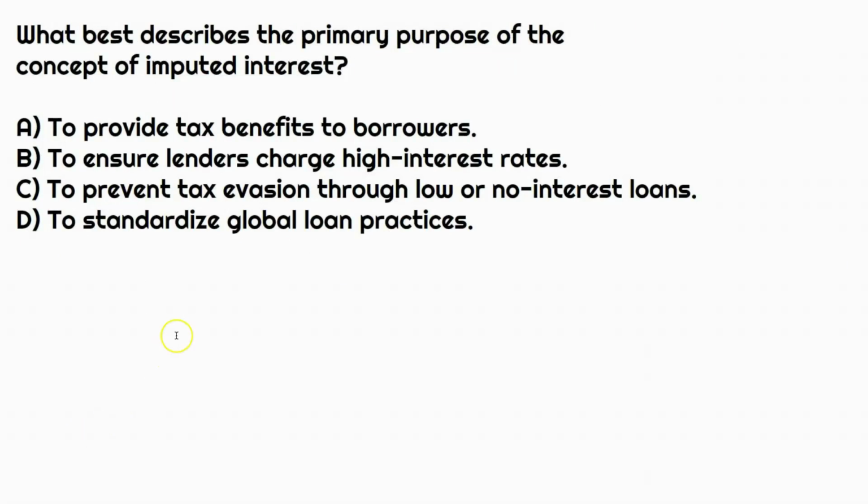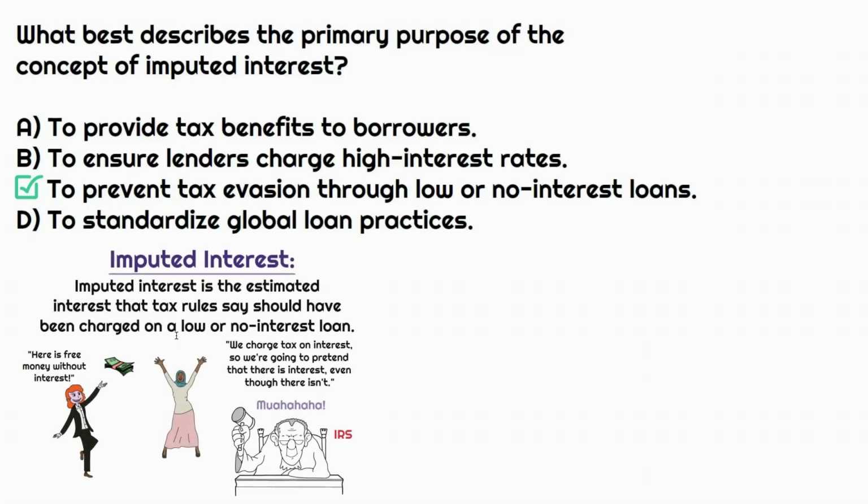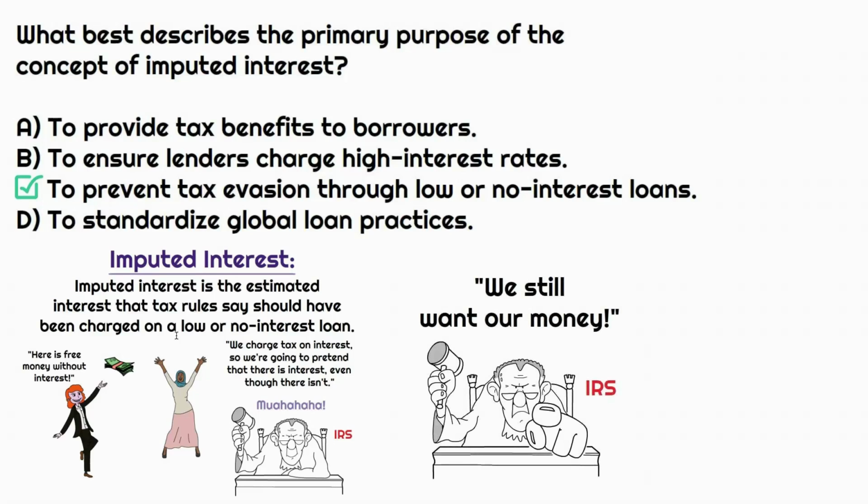The correct answer choice here is that we want to prevent tax evasion through low or no interest loans. Okay, so the concept behind imputed interest is primarily to ensure that loans, especially between related parties like family members, are not used as a means to transfer wealth without paying taxes. So by imputing interest, the IRS ensures that a minimum amount of interest based on this AFR is recognized and subsequently taxed, even if no actual interest was charged on the loan. So remember, this is our pretend interest. The IRS wants its money.